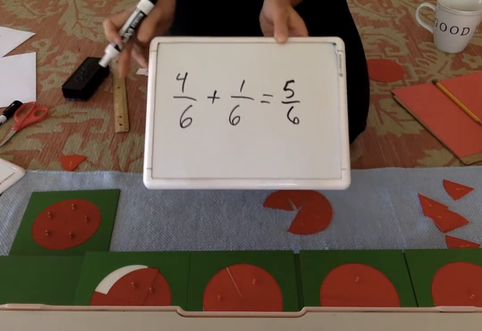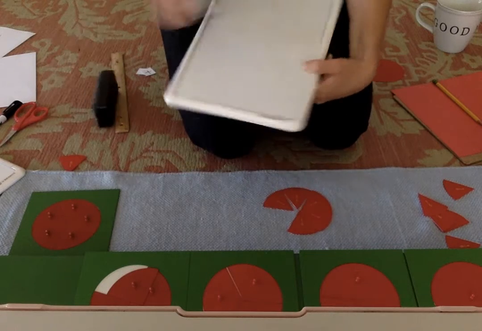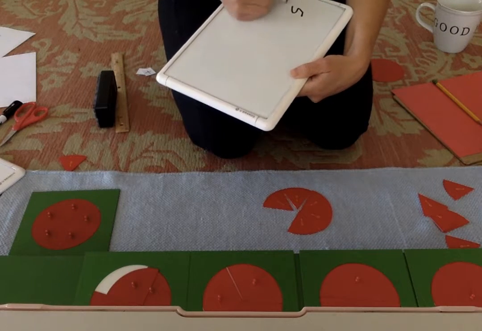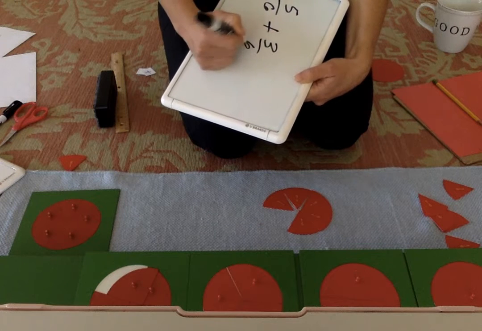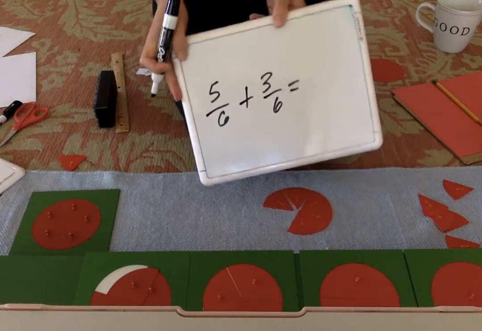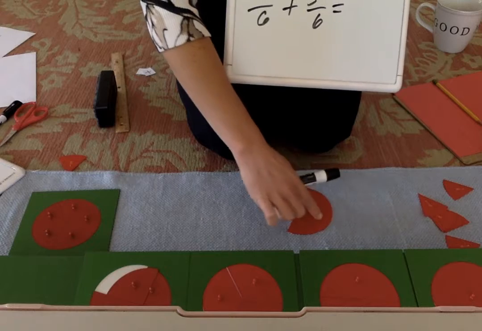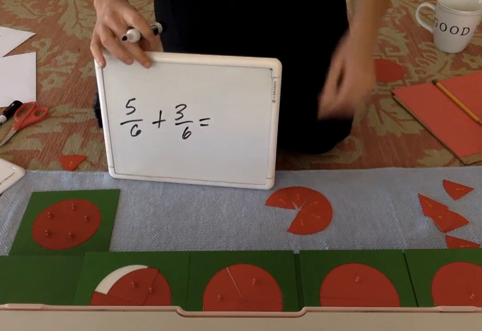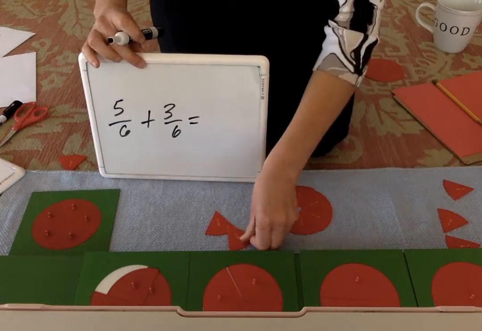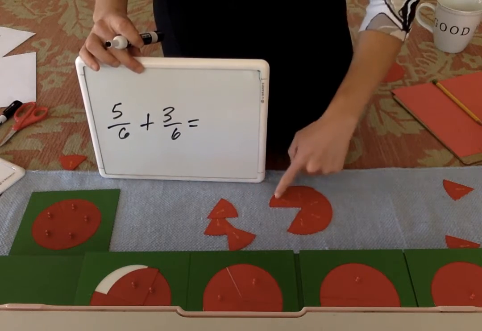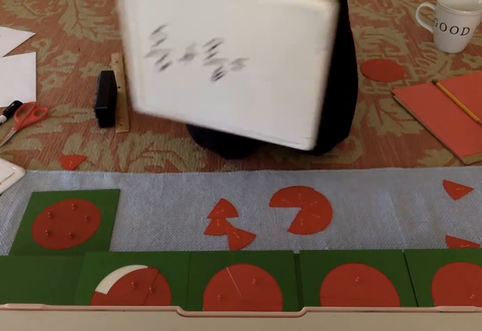So there's that. Now you might come across something when you do this. You're going to remember that you're going to keep the denominator the same. I'm going to have 5 sixths plus 3 sixths now. 5 sixths plus 3 sixths. So here I have my 5 sixths. 1, 2, 3, 4, 5. And now I'm going to add 3 sixths. 1, 2, 3. 1, 2, 3, 4, 5, 6, 7, 8. So I have 8 sixths.